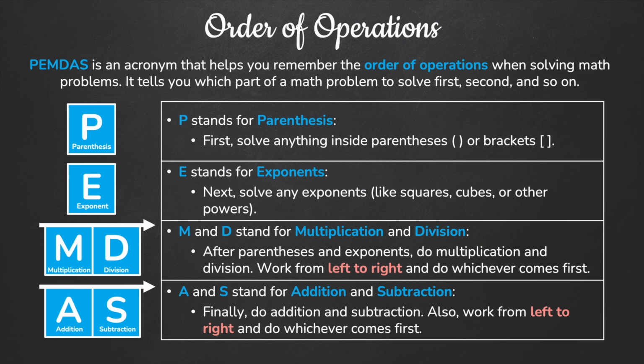A and S stand for addition and subtraction. Finally, we're going to do addition and subtraction. We're going to also work from left to right and do whichever one comes first. So it doesn't matter if addition comes first or subtraction comes first. We're going to do whichever one of those two comes first in this step.